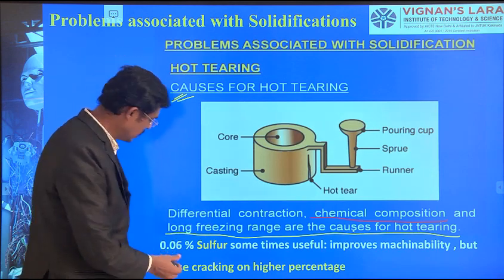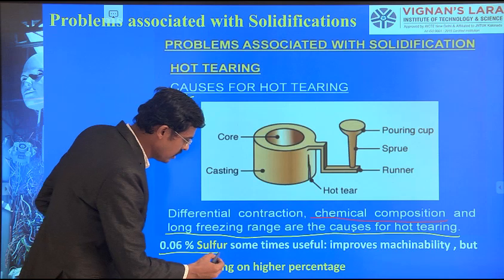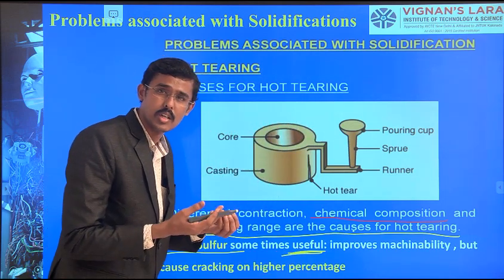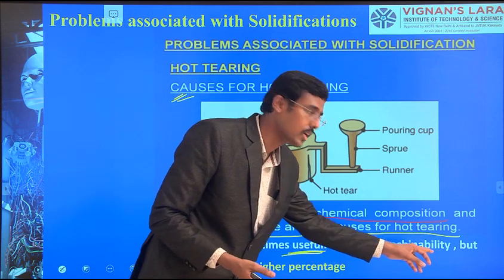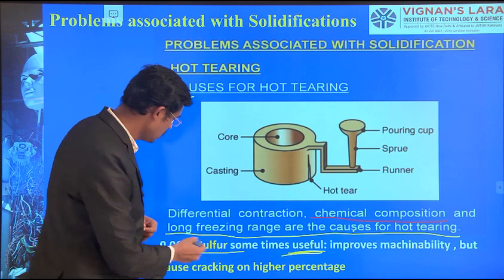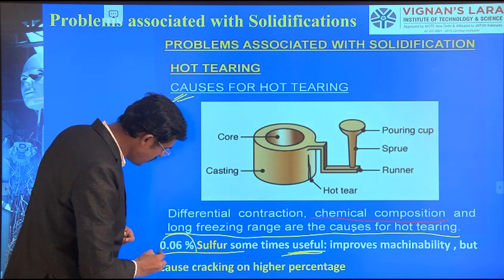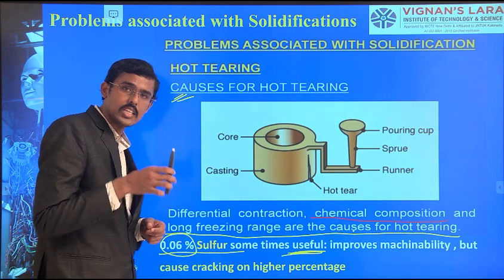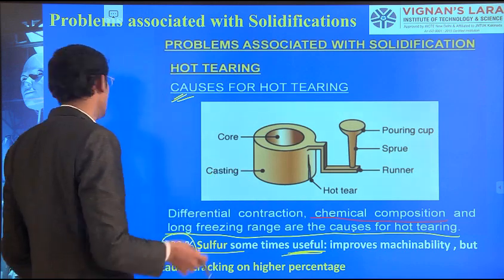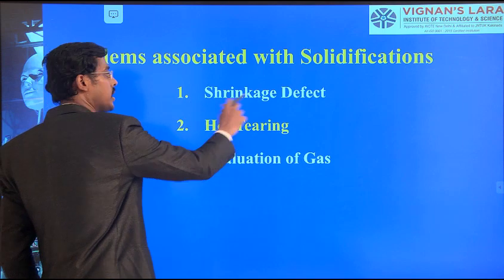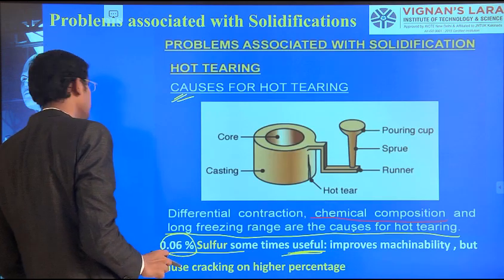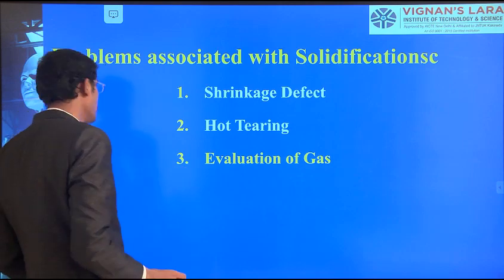So I have written here that 0.06% sulfur sometimes is useful for maintaining the molten metal and improves machinability, but causes cracking at high percentages. So this sulfur percentage should not be increased. If it is increased, what happens? It results in hot tearing. This is one point we should remember. So we have talked about shrinkage defects, we talked about hot tearing, and then the evolution of gases is there. So the last one, the evolution of gases.